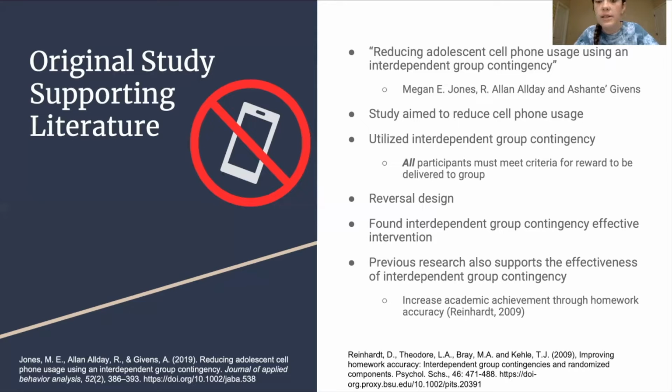Overall, the study found the interdependent group contingency was an effective intervention for reducing the use of cell phones in class. Other previous research has also shown support for the effectiveness of interdependent group contingencies. For example, this intervention was also utilized in a group of fourth grade students in order to improve their accuracy on homework, which would overall increase their academic achievement. The results showed the interdependent group contingency was an effective method for increasing their accuracy on homework.